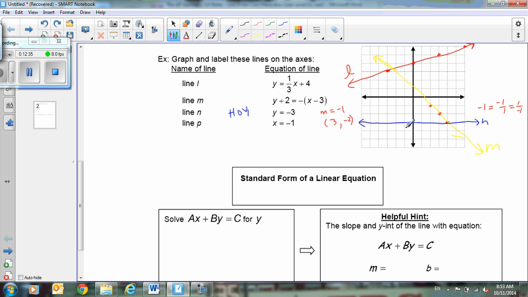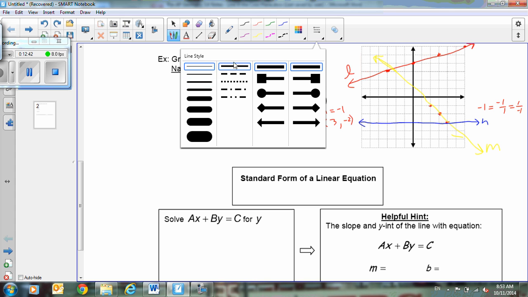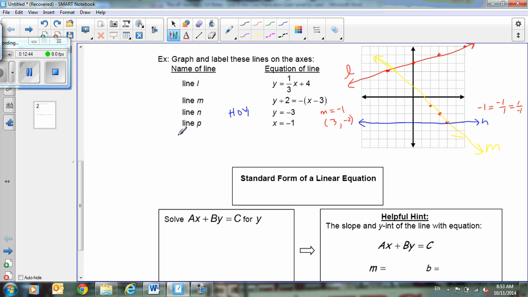All right. And then last but not least, let's change to green. Line P. It is x equals -1. X equals a constant. So just a little reminder of VUX, which again is not a word. It just is a little mnemonic device to help you remember that vertical lines have undefined slopes and their equations are x equals a constant.